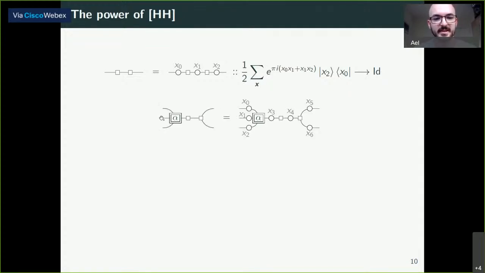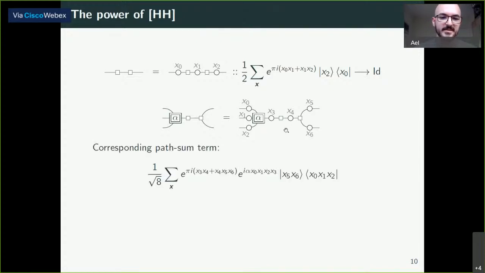Now, if we consider this diagram, the left-hand side of the H-box fusion, if you put it in hypergraph mode, you get this path sum. On this path sum, you can apply the HH law on the variables x3 and x4, and doing this, this instance of x3 is going to be replaced by x5 and x6, which gives this.